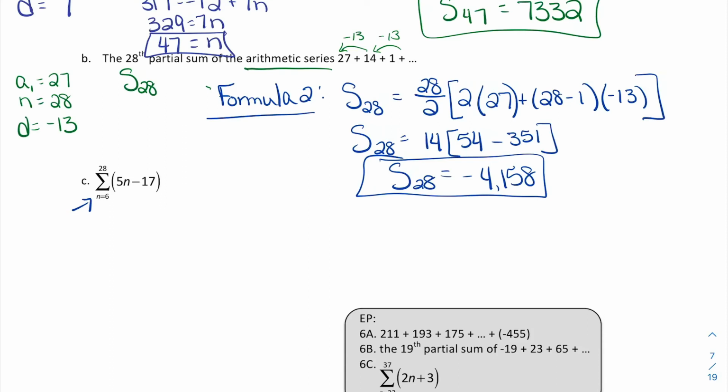So when we look at this, our a sub 1, our first term, is really by using the 6, okay? I know that it's not a sub 6, but it's our first term in the sequence. So we would have a sub 1 being 5 times 6 minus 17. And 30 minus 17 gives me 13.